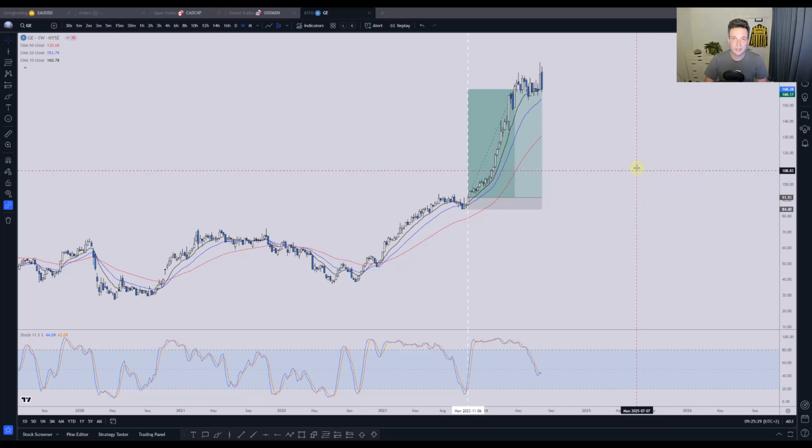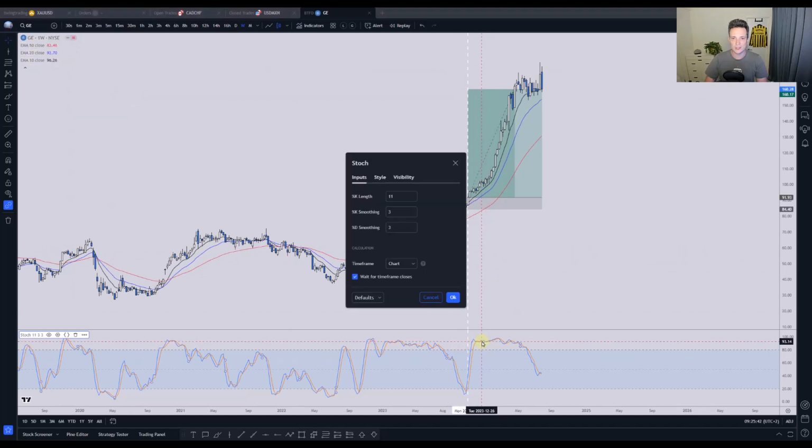So this is a strategy that I like to call BTFD, buy the dip. And that is exactly what we are doing here. We have three moving averages, as you can see, the 50, the 20, and the 10. And we use the stochastic as well with 11, 3, 3 in the settings.